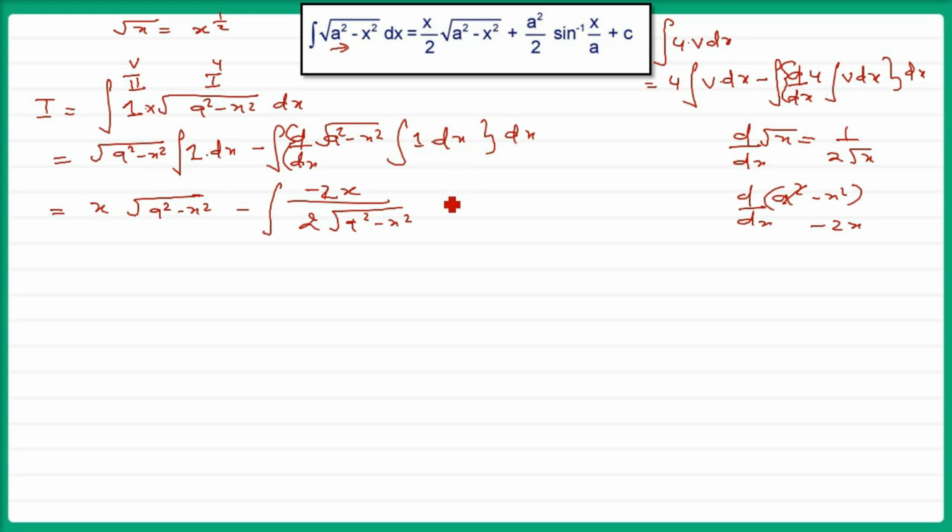How about integration of 1 dx? This will be x only. So let's write x here. Now this x into x, I can just write x square here. It can be written in the next step, but you understood now. So it is x square, x into x.